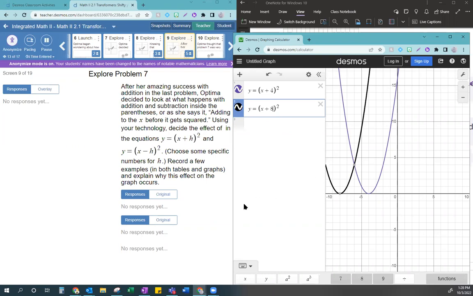Someone else said, hey, Ms. Johnson, can you try a -9? So you want me to try a -9. Okay, so right here, put -9. What do you guys think is going to happen when I put -9? Where do you think it's going to go? Oh, you think it's going to go that way?